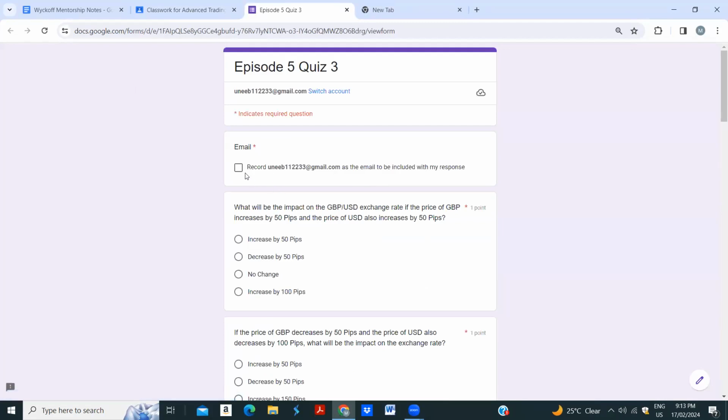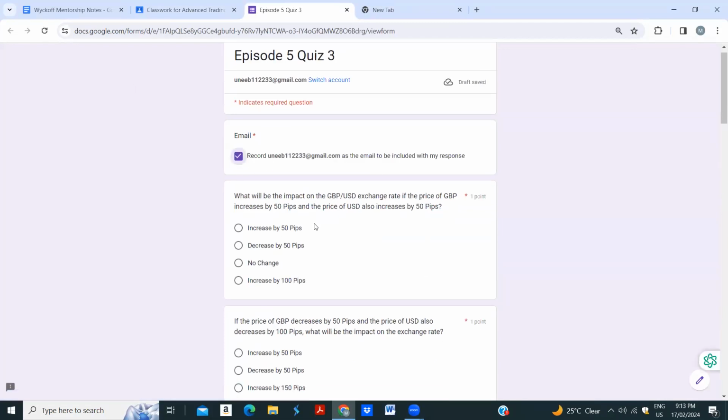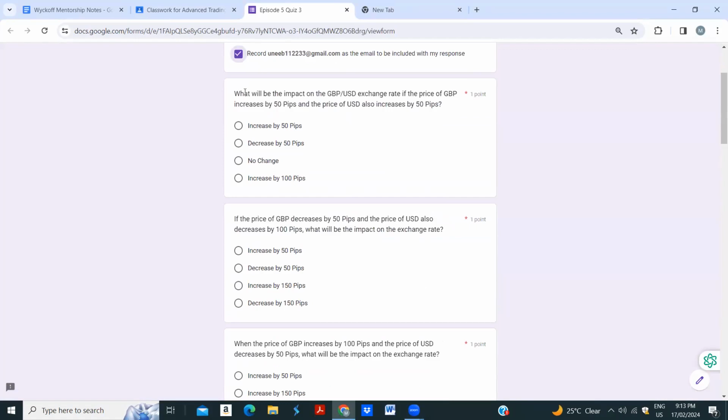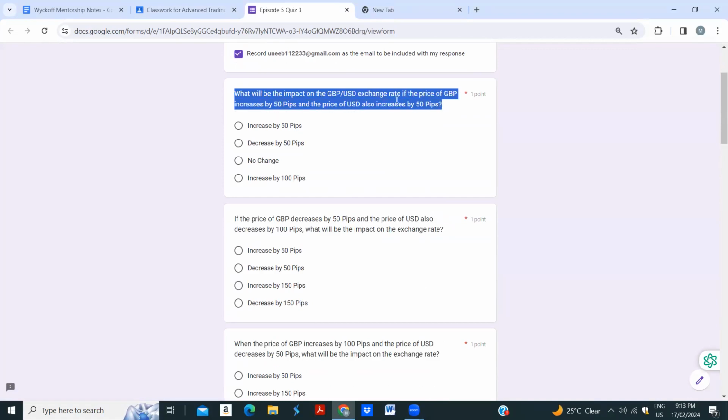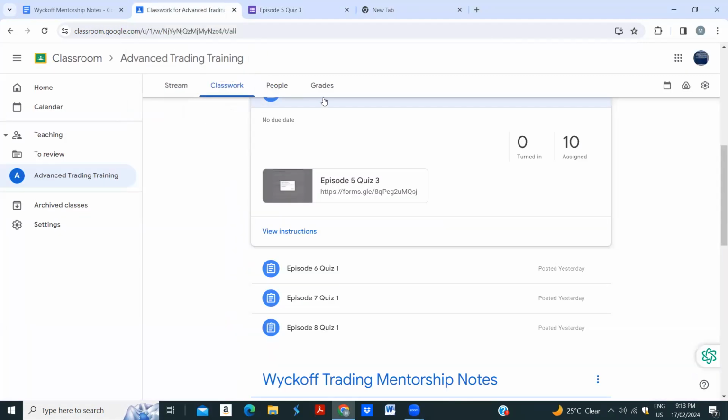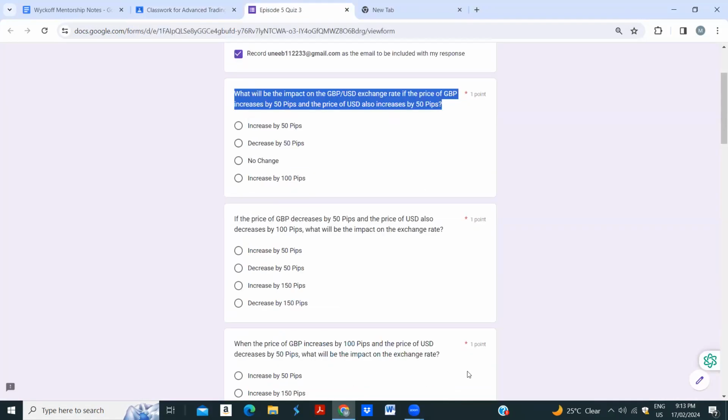What will be the impact on the GBP USD exchange rate if the price of GBP increases by 50 pips and the price of USD also increased by 50 pips? So let me post it to the whiteboard.